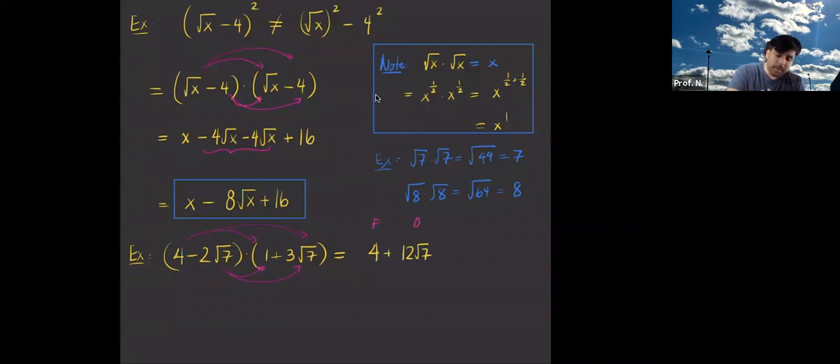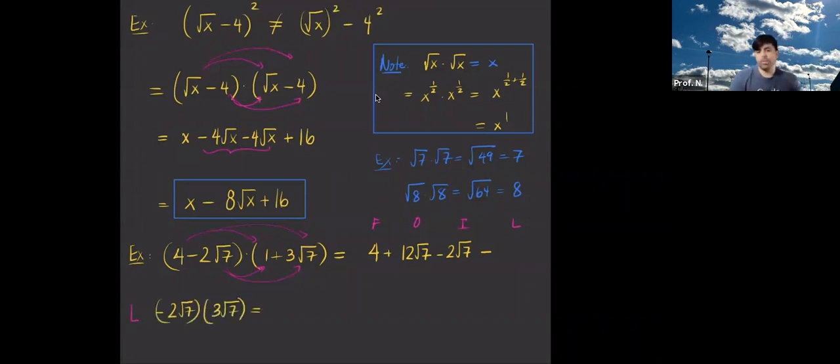And then the inner term is what? Negative 2 rad 7 times 1, which is just negative 2 rad 7. And then I do minus, because this is going to be a negative 2 rad 7 times 3 rad 7. So I just want to break that down a bit further. So this is the last, right? This is I and this is L. So of the last two terms, I get negative 2 rad 7 multiplied by 3 rad 7.